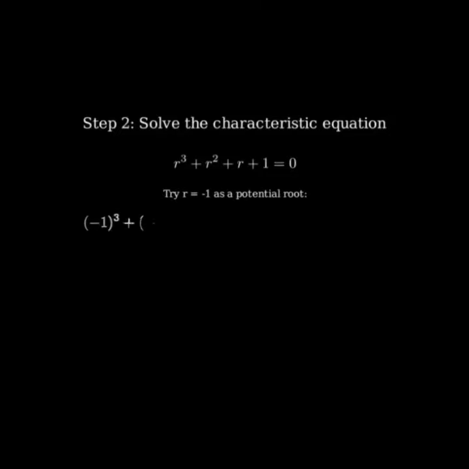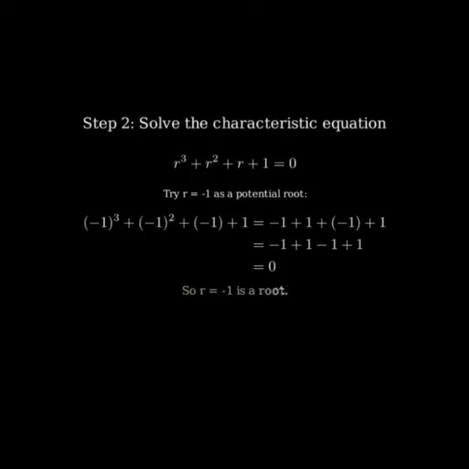Step 2. We need to solve the characteristic equation. Let's try r = -1 as a potential root. Substituting r = -1, we get (-1)³ + (-1)² + (-1) + 1, which equals -1 + 1 - 1 + 1, which equals 0. So r = -1 is indeed a root.